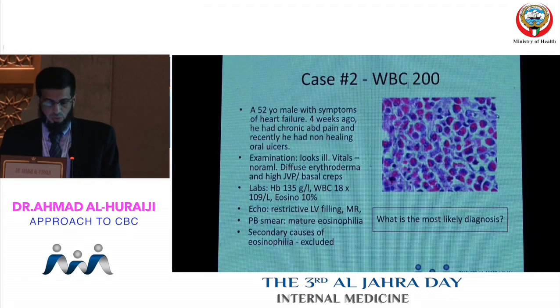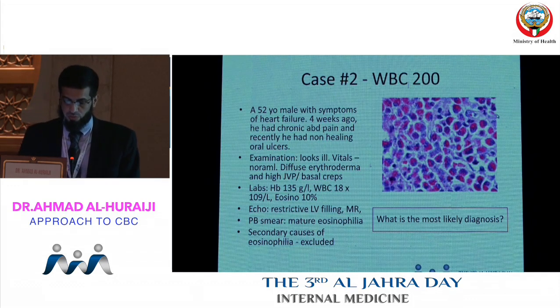Case number 2, a 52-year-old male with symptoms of heart failure. Four weeks ago, he had chronic abdominal pain, and recently he had non-healing oral ulcers. On examination, he looks ill, and the vitals were normal. He has a diffuse erythroderma and high JVP with basal crepitation.